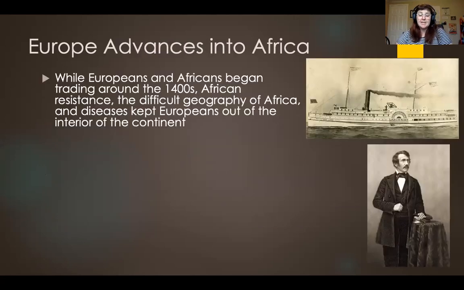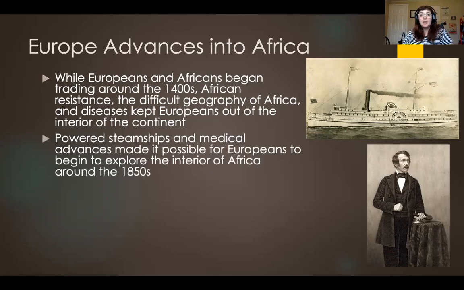So while Europeans and Africans had had contact for about 400 years at this point, really began trading with each other around the 1400s, African resistance to European colonization, the difficult and dangerous terrain and geography of Africa, including deserts and jungles and mountains, as well as diseases, kept Europeans from expanding their countries into the interior of the continent. There were certainly European outposts, like we talked about, the Portuguese had trading posts along the Horn of Africa there, but no European country really owned large chunks of Africa.